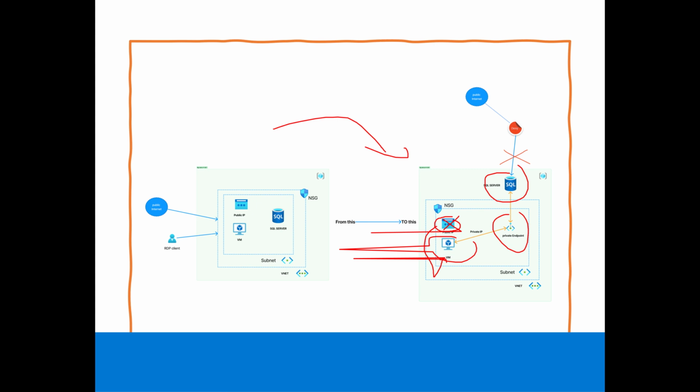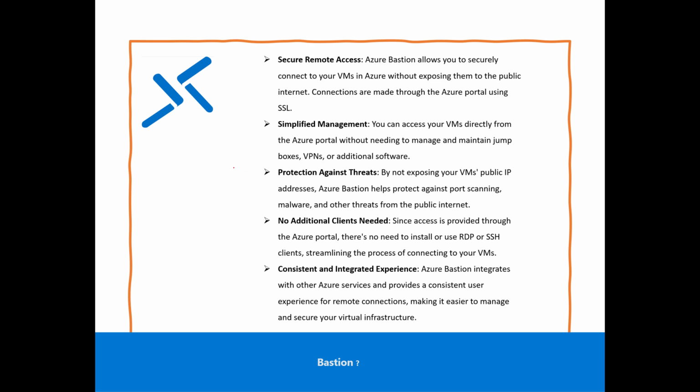So, what is Azure Bastion? Azure Bastion is a fully managed service offered by Azure that provides secure and seamless RDP and SSH access to virtual machine directly through the portal without exposing them to the public internet. So this is the official logo for Azure Bastion, which will allow us to secure remote access to our resources with simplified management, so you can access your virtual machine directly from the portal from your browser without need to install anything on your machine.